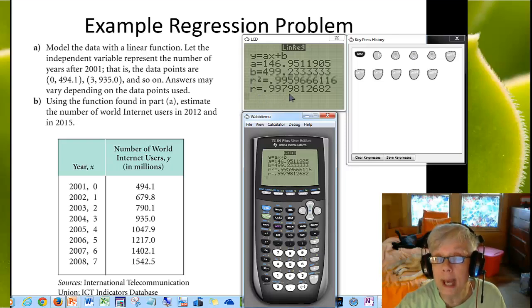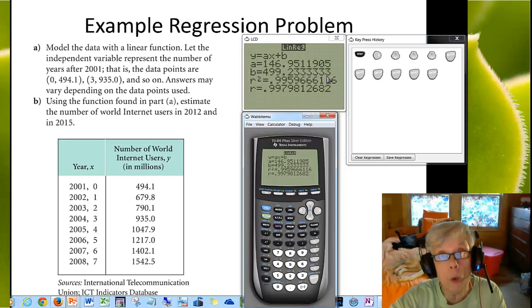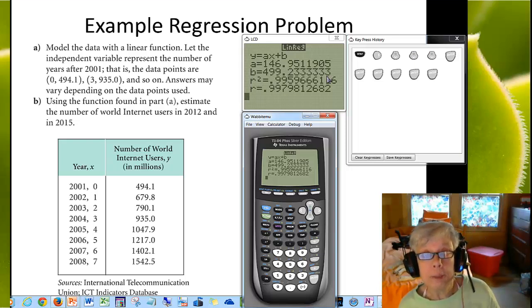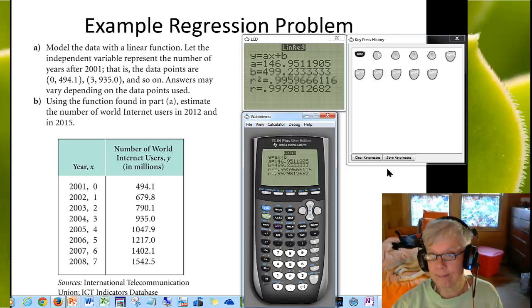So we're going to have a correlation that is probably a very good correlation and an accurate predictor of the future. All right, we're going to use this to predict the future. So don't make it go away. Copy down your keystrokes. Pause the video while you copy down your keystrokes, and I'll meet you right back here.